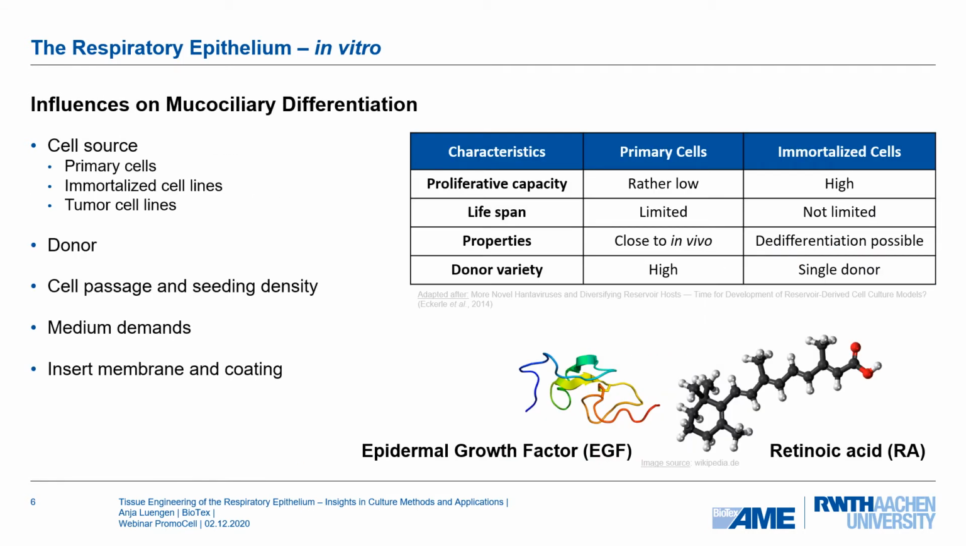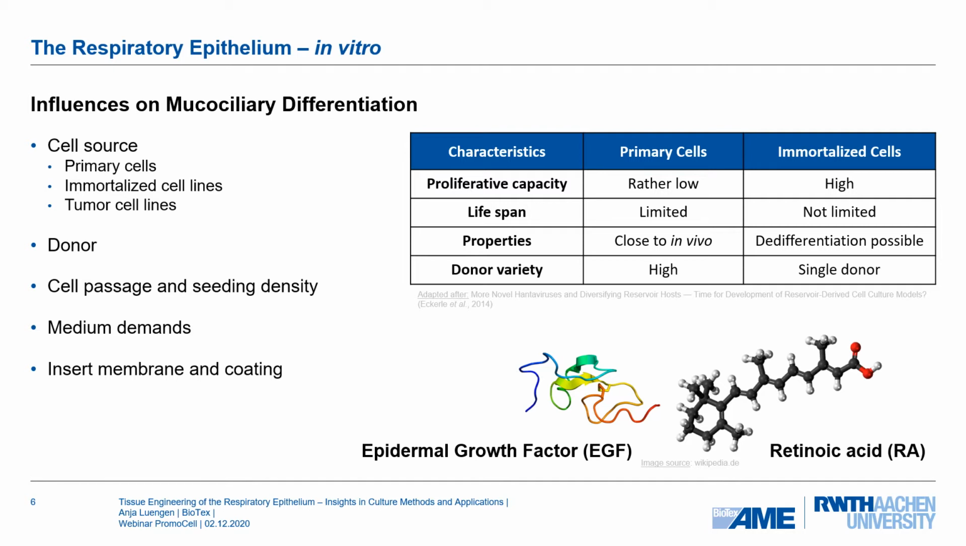Besides the medium, there are some other aspects that influence the differentiation success of epithelial in vitro cultures. The cell source plays an important role. Primary cells can be of nasal, tracheal, or bronchial origin, and usually they are most similar to the in vivo situation. Nevertheless, the cell behavior may differ between nasal and bronchial cells, and also between different species.